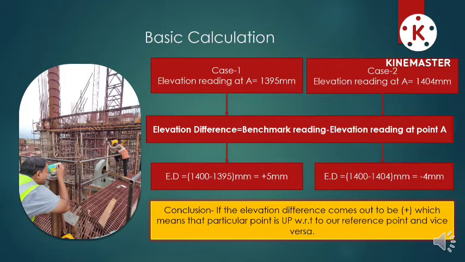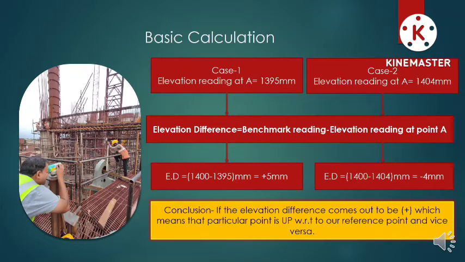As you can see, that person has moved from this benchmark to that point. Let's suppose we will call that point A. You can see that person is holding the staff or scale in a perpendicular direction, which will be ensured by the spirit level which he is holding behind the scale. Okay, and from here we are going to see the elevation reading of that particular point. Let's suppose in case 1, the elevation reading of that particular point comes out to be 1395 mm. And in the second case, let's assume the elevation reading is coming out to be 1404 mm.